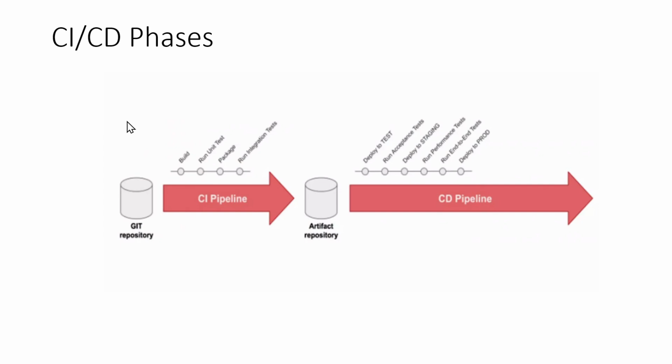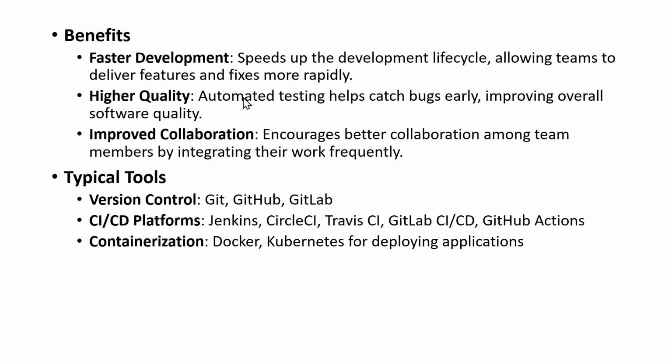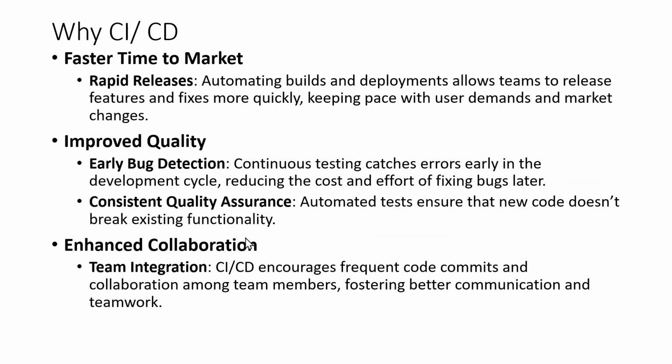So we come across the benefits, why it is required. That is what we're going to see in that. So, faster time to market. Rapid release: automated builds and deployments allow teams to release features and fixes more quickly, keeping pace with the user demands and the market changes.